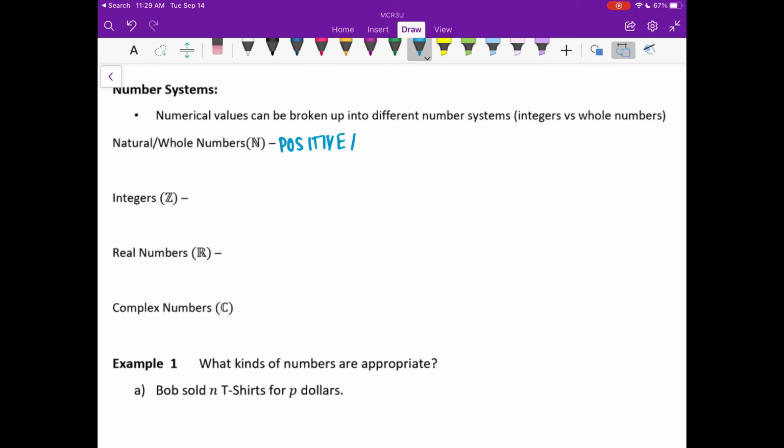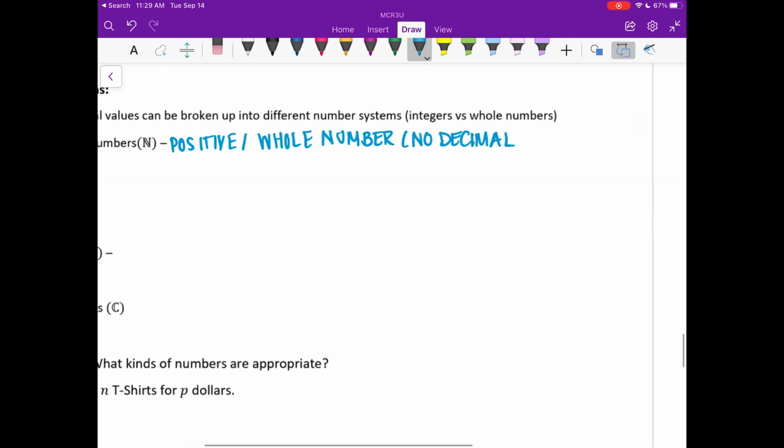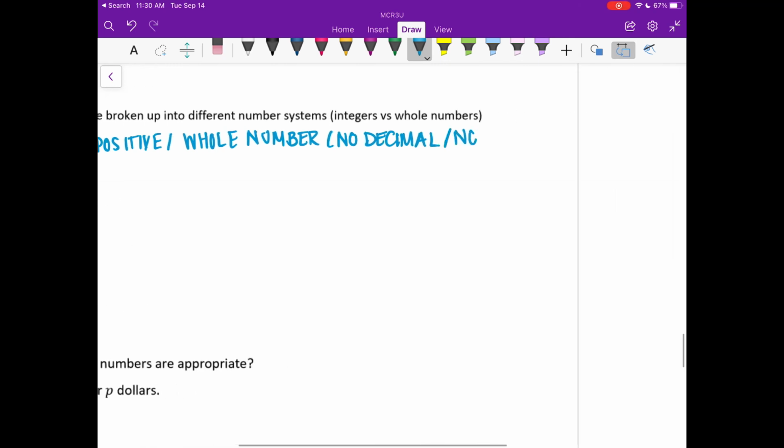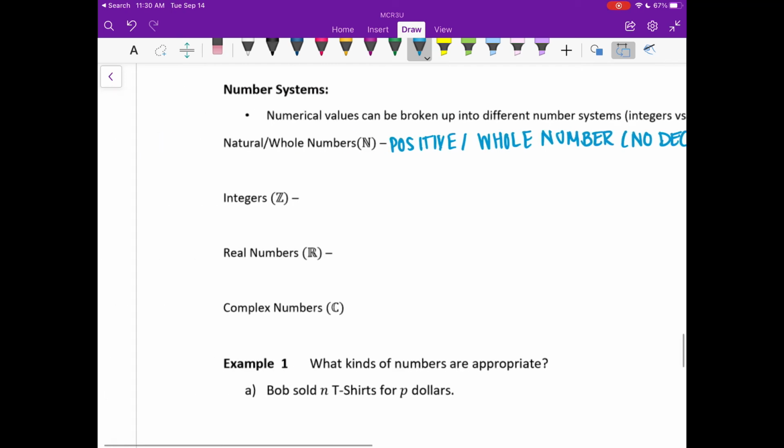So natural or whole numbers are just numbers that are positive and whole. The reason that they're whole and positive is because they're numbers like 1, 2, 3, 4, 5. Just like the basic numbers, if we go back to elementary school, there's no decimals, there's no negatives. They're just like, how many shirts do you have? I have 3 shirts. So that is what a whole number is. How many coins do you have? You can't have half a coin. You can't have negative coins. So that is what a natural or whole number is.